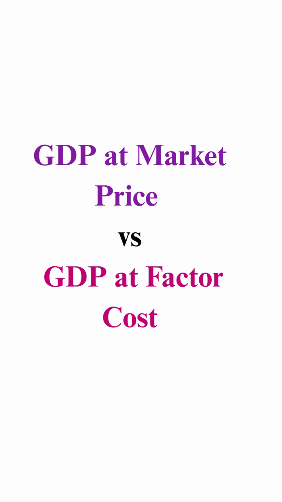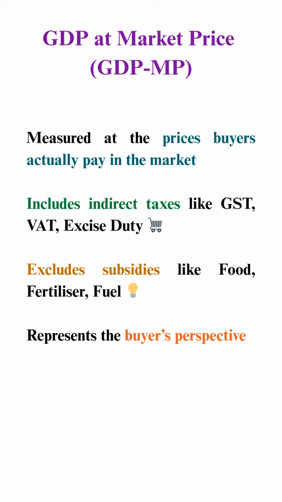Hey everyone. Today, we're clearing up a common confusion in macroeconomics: GDP at market price versus GDP at factor cost. Let's start with the basics. First, we will understand GDP at market price.